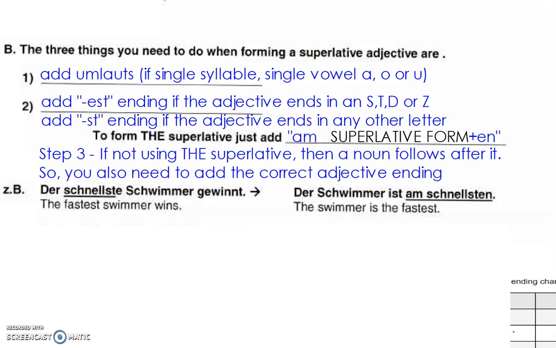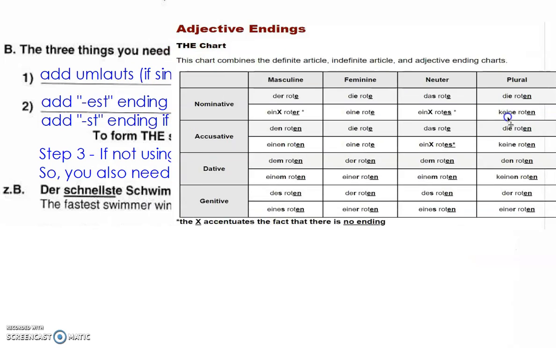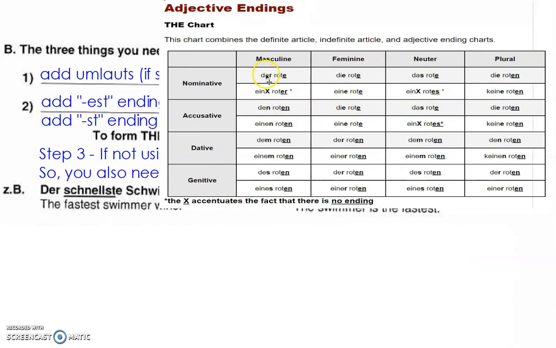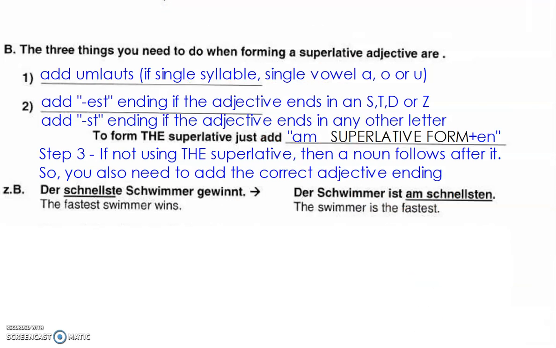Der schnellste Schwimmer gewinnt. The fastest swimmer wins. So we see that there's a noun that comes after it, Schwimmer, that fastest is describing. So we have to figure out that ending by looking at our adjective endings chart. So we have that here. We see der, and then schnellste, and that's how we figure out what the ending is on our superlative form. Then the next example, we have der Schwimmer ist am schnellsten. The swimmer is the fastest. That's using the superlative, the fastest of all. So we just add that am word before and then the en ending onto our superlative form.